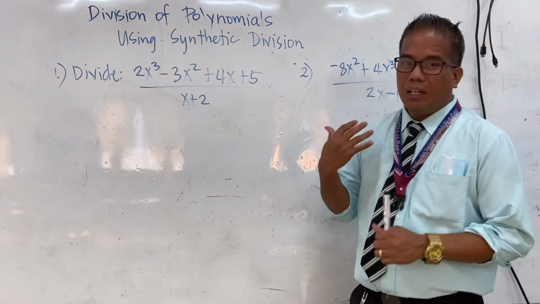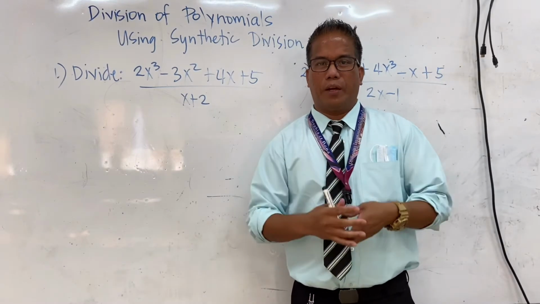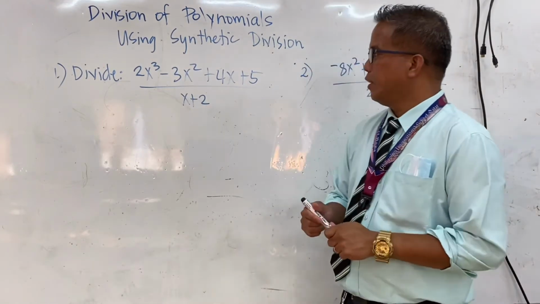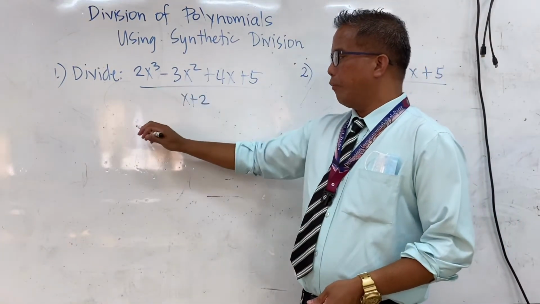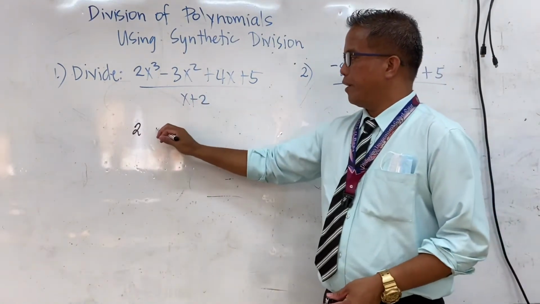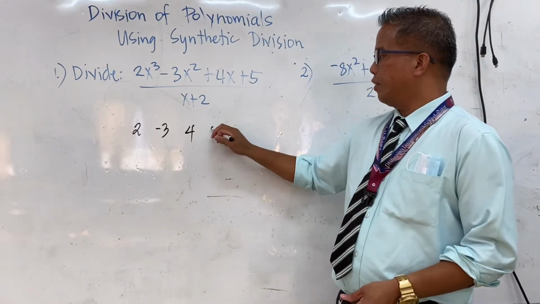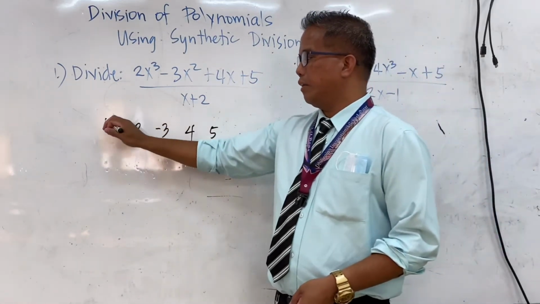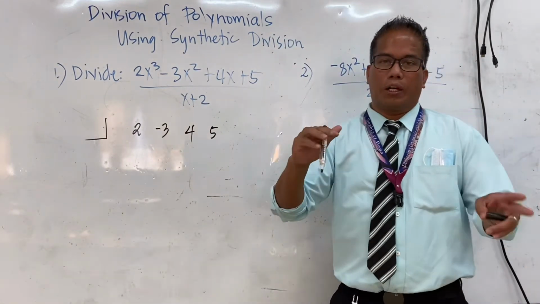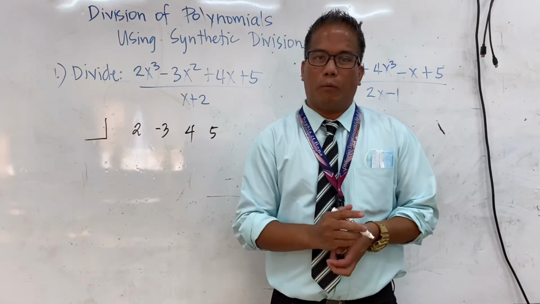Now, if we use synthetic division, we only take the numerical coefficient of each term. The numerical coefficient of x cubed is 2. The numerical coefficient of x squared is -3. For x, we have 4. Then the constant is 5. To find our divisor, we have x plus 2. We equate it to 0, then solve for x. That will be our divisor.